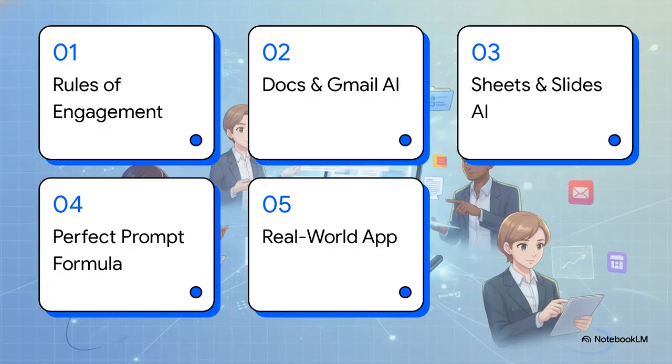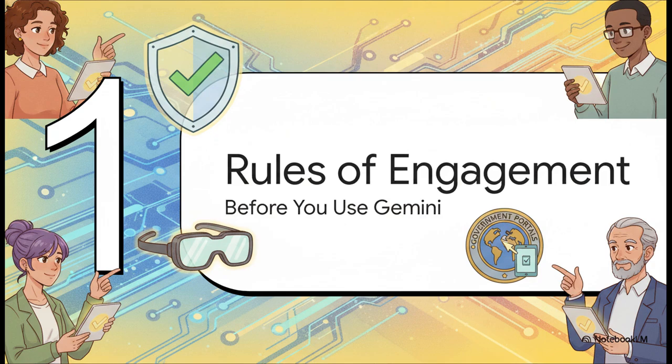Here's a quick look at our agenda for today's explainer. We'll be running through the rules of engagement, using Gemini in Docs and Gmail, then Sheets and Slides, the perfect prompt formula, and finally a real-world application. All right, let's jump right into Section 1, Rules of Engagement.